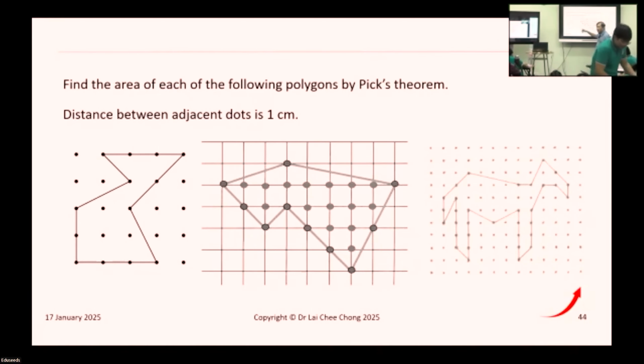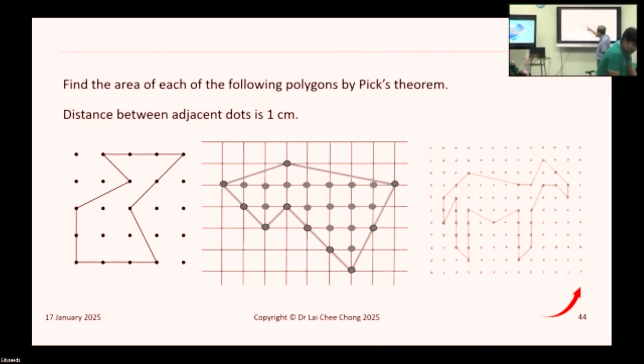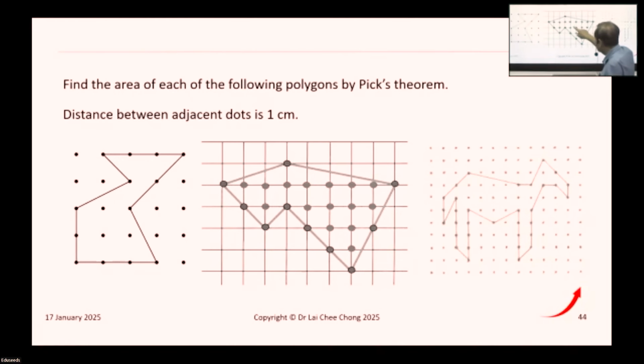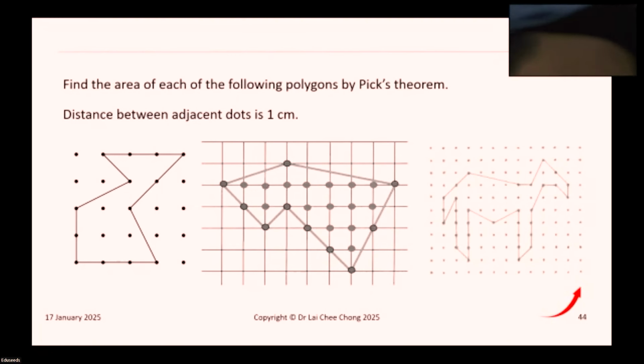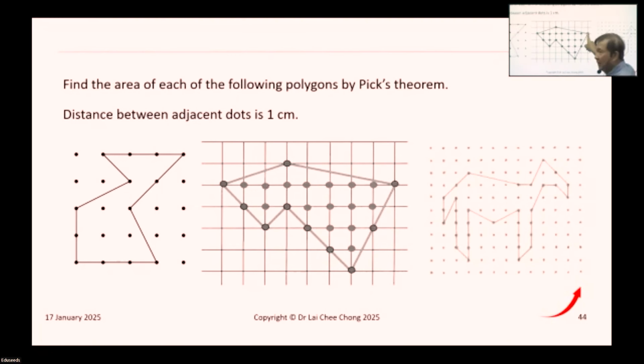Let's see. How many interior points? 1, 2, 3, 4, 5, 6, 7, 8, 9, 10, 11, 12, 13, 14, 15. Am I right? Interior points, 15. How about boundary points? 1, 2, 3, 4, 5, 6, 7, 8, 9, 10. Is it 10? So the boundary points are 10.